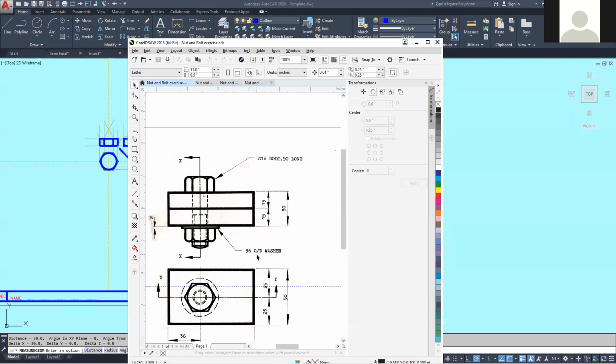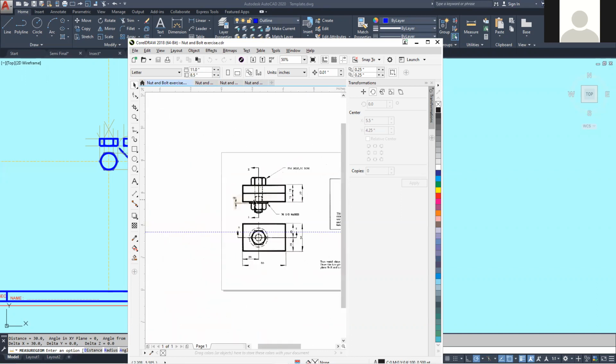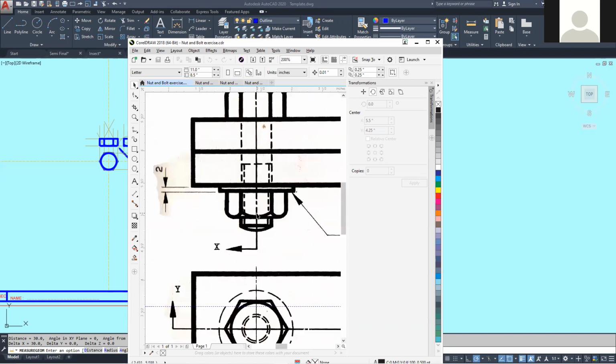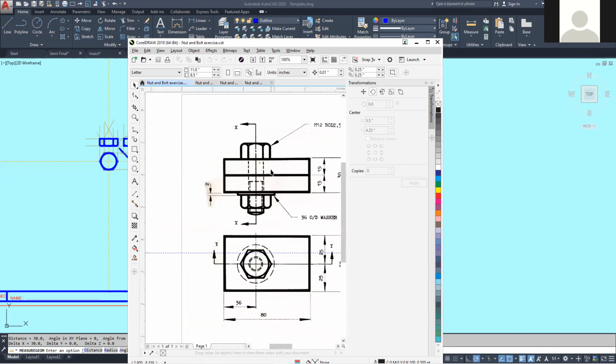OD means outside diameter. Washers are used to save the material, so it wouldn't be damaged. A washer is normally a softer material than the nut or bolt, so it safeguards the material. If you over-tighten the nut on the material alone, it will damage it. So they put a washer.